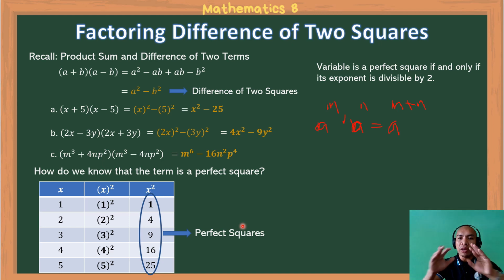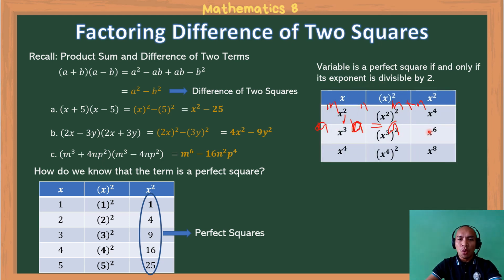Now, how do we know that a given variable is also a perfect square? Because in a polynomial, we are dealing with constants and variables together in one term. So we can know that a variable is a perfect square if and only if its exponent is divisible by 2. Why is it divisible by 2? Because to obtain the square root, we just divide the exponent by 2.